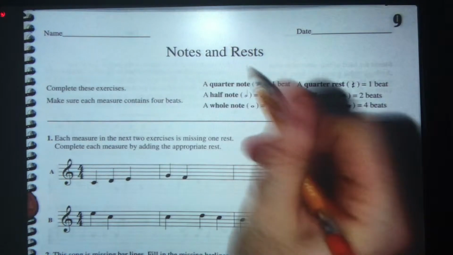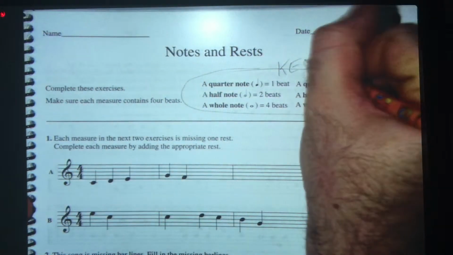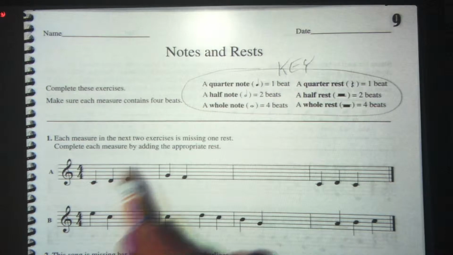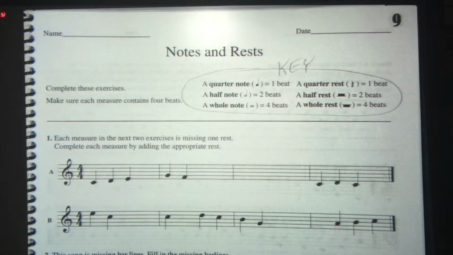So here's going to be your key. We're going to circle this. Key. A key, of course, is something that guides us to answer all of the questions below. Number 1, each measure in the next 2 exercises is missing 1 rest. Complete each measure by adding the appropriate rest.